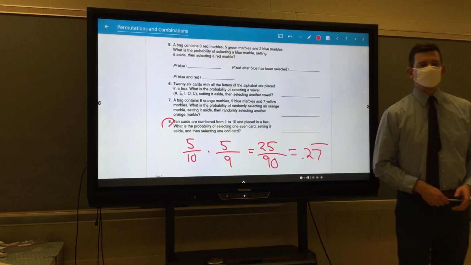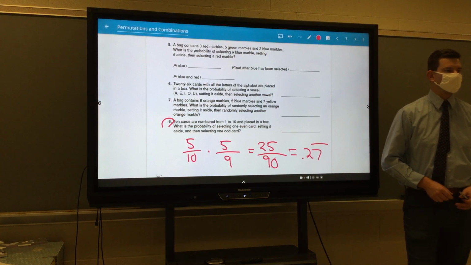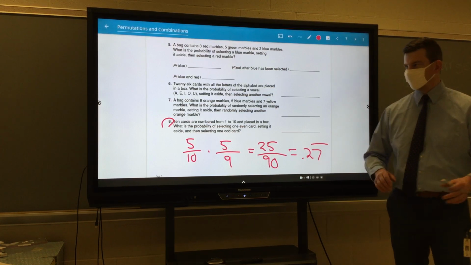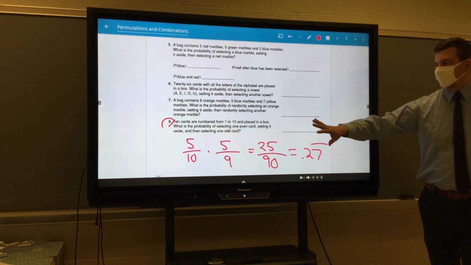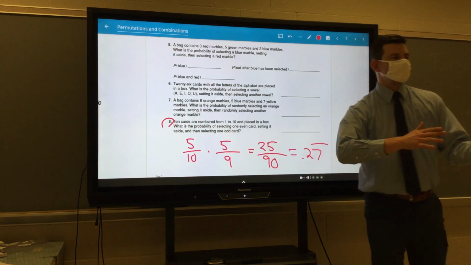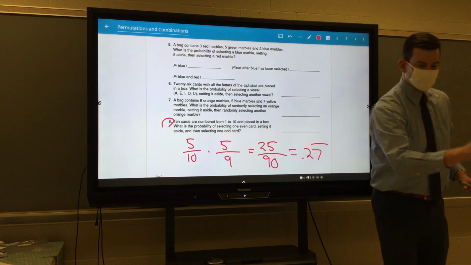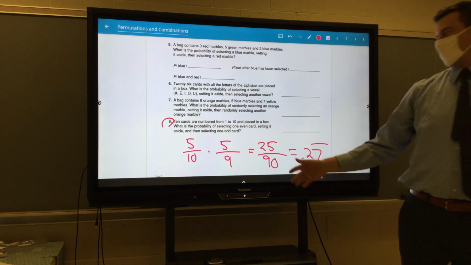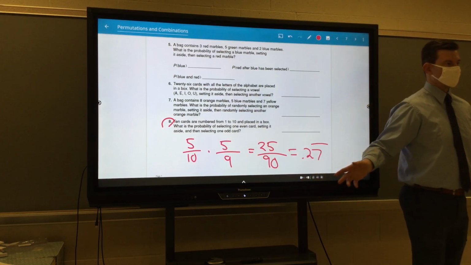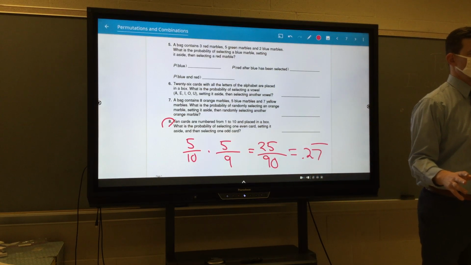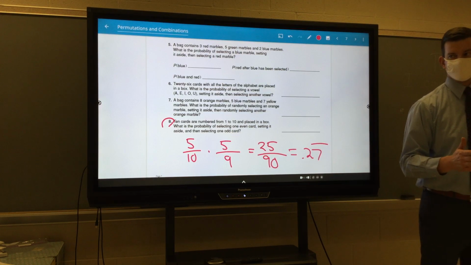Anybody have any questions so far? Good. Now, notice how I've kind of gone seamlessly between number of possibilities and probabilities. And they're basically interchangeable in terms of that counting principle.